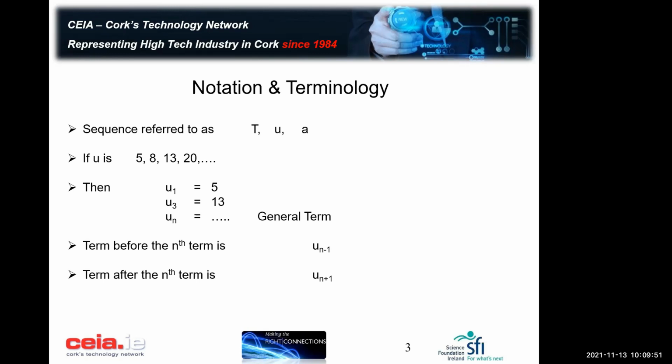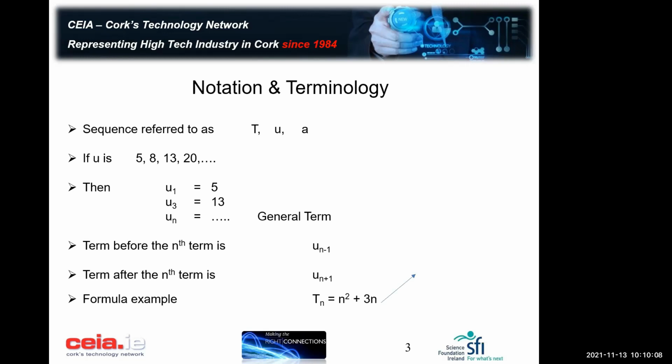Because if, for instance, the term before U5 is U4, so it's N minus 1. The term after U5 is U6, so it would be U of N plus 1. So that's where that notation comes from.